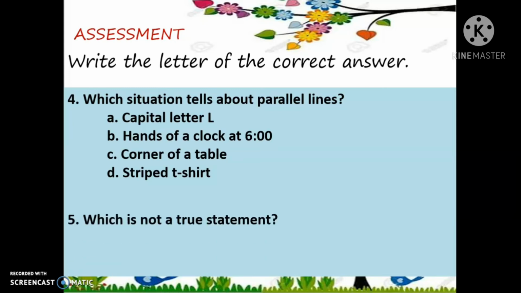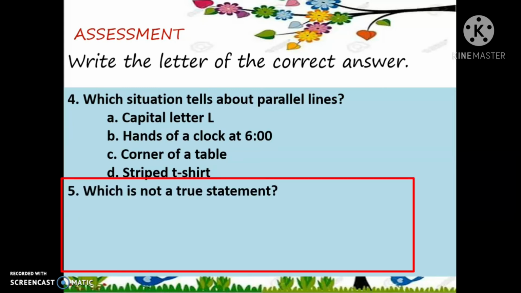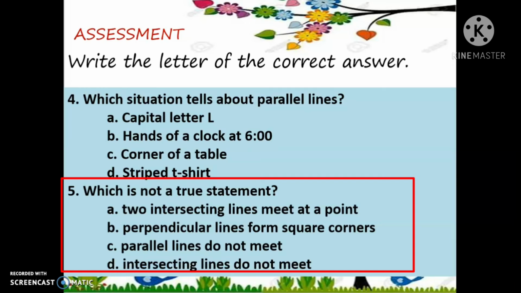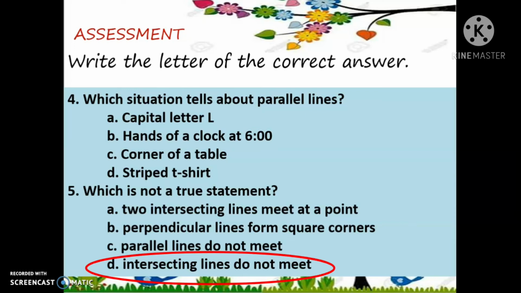Correct. For number 5, which is not a true statement? Letter A, two intersecting lines meet at a point. Letter B, perpendicular lines form square corners. Letter C, parallel lines do not meet. And letter D, intersecting lines do not meet. The answer is letter D. That is correct. Very good, children.